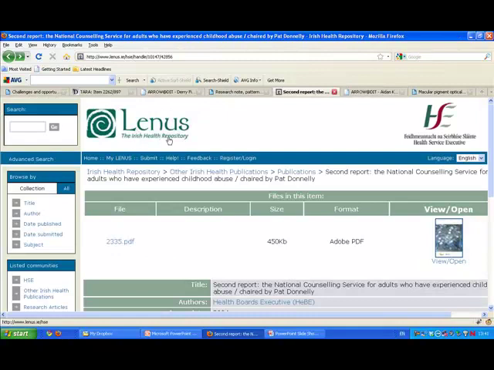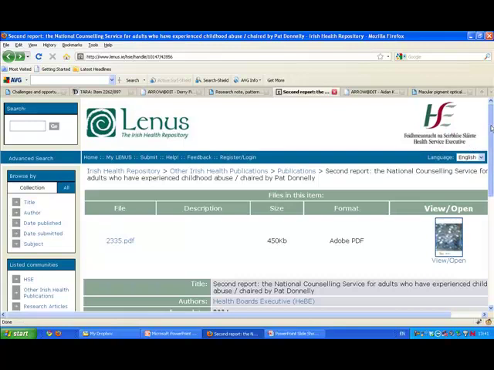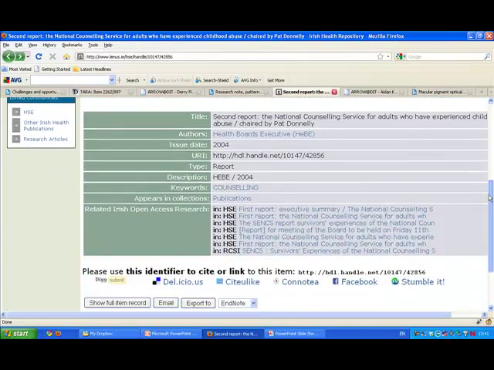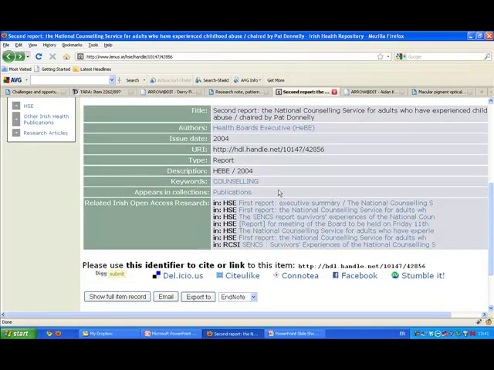Lenus, the Irish Health Repository. This is the Health Service Executive's repository. They have quite a lot of items on their repository. Because it's a specialist repository concerned with health matters, many of the papers refer to other papers on the same repository. There's one down here which is different, that's to the Royal College of Surgeons in Ireland, also health related.